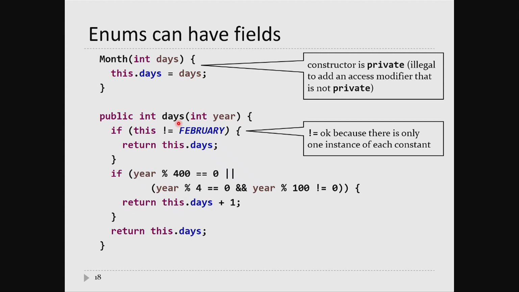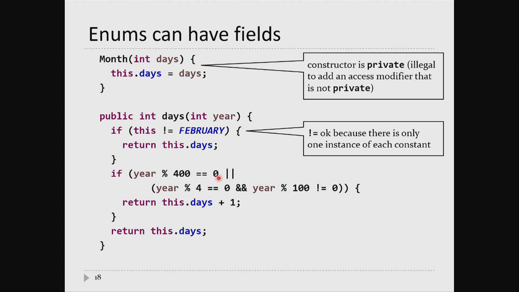In order to compute the correct number of days, I need to know the year, because February is weird. February is the month that contains the extra day for a leap year. Okay, so if the month is not February, then I can just return the value of days. Otherwise, I have to check, is it a leap year or not?